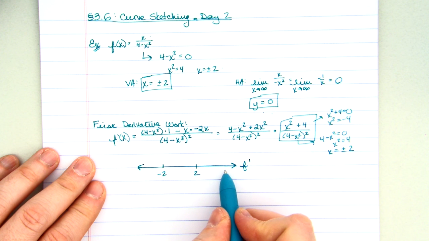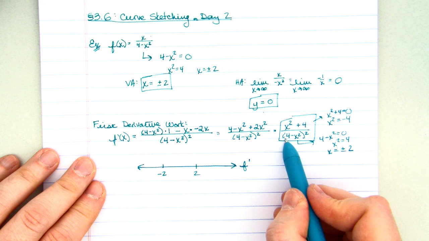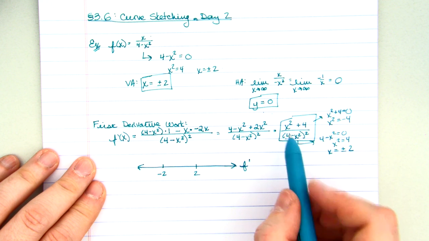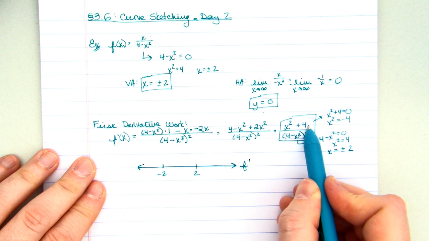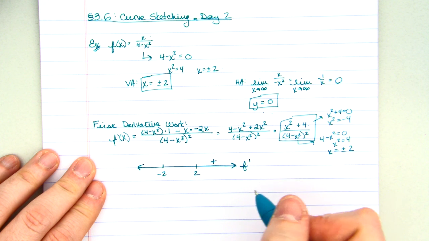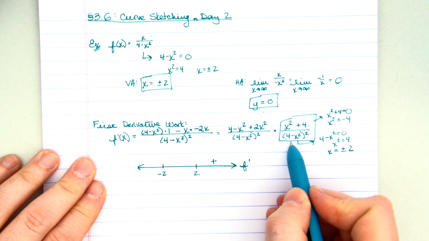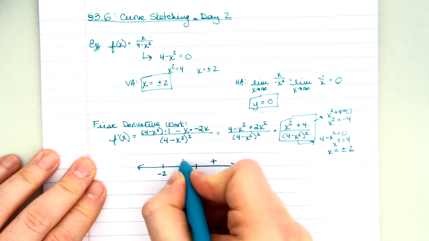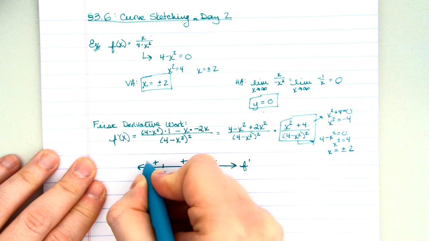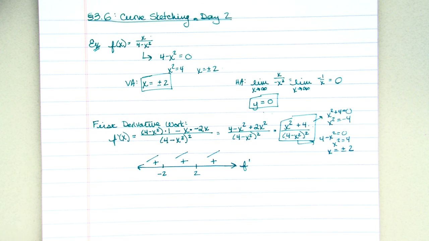Okay, plug in 3. You know what? I don't even care about the denominator. That's always positive. Oh, and actually, the numerator is also always positive. X squared is always positive, plus 4 will make it positive. Plug in 3, you're going to get something positive. Plug in 0, 0 plus 4, 4 over (4 minus 0)^2, positive. All the regions are going to be positive. We're going to be increasing everywhere. So no maxes, no mins, none of that stuff.